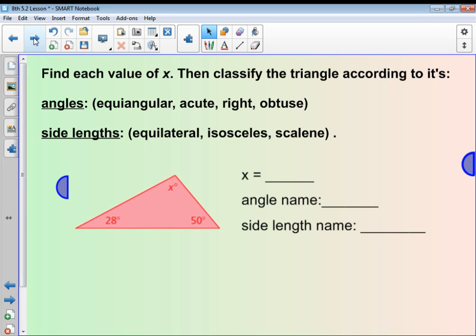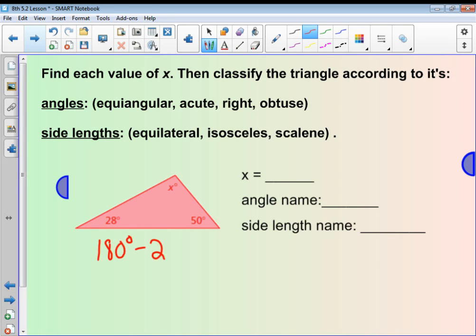It says find each value of x, then classify the triangle according to its angle measure. The other method that you could use, other than adding the two known measures together, is you could, on your calculator, take 180 degrees and then just subtract off your known degree measures. It's just another method that you can use. Or you can do like we've been doing and add together what you know, which would give us 78. So then 180 minus 78 would give us 102 degrees. So we now know that x is 102 degrees.